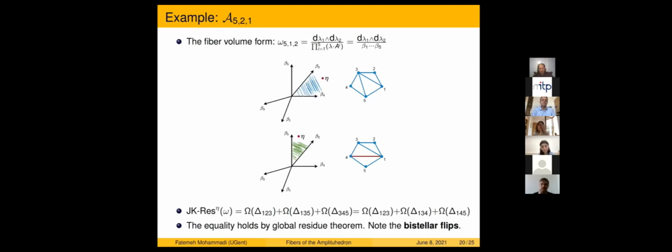So I was just saying that different reference points lead to different descriptions of these JK residues, but of course they're equal because of the global residue theorem. And if you choose your reference points from different cones, from neighbor cones, that would correspond to certain flips of the triangulations. Okay, good.